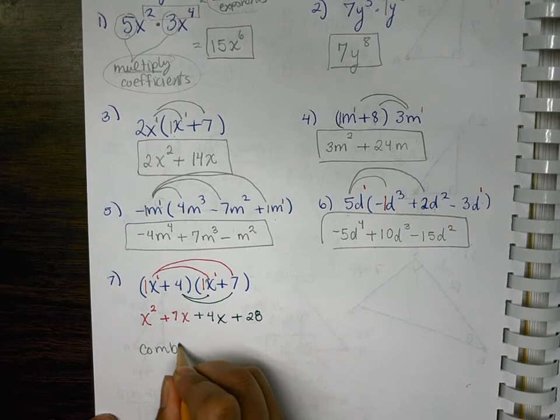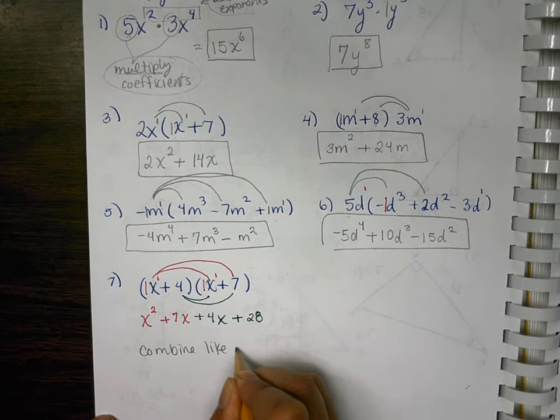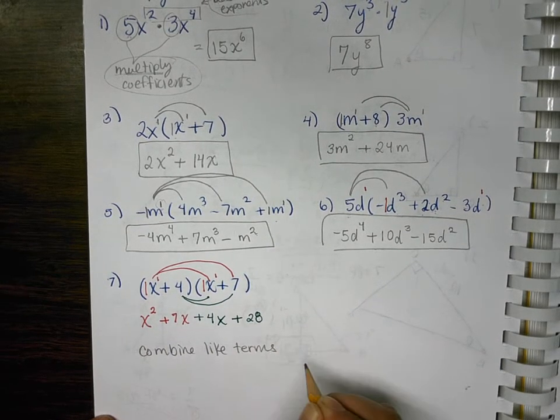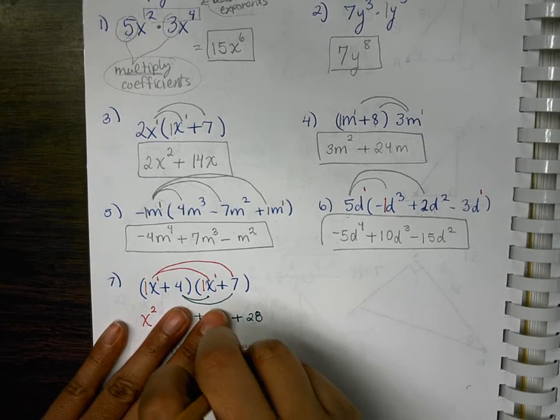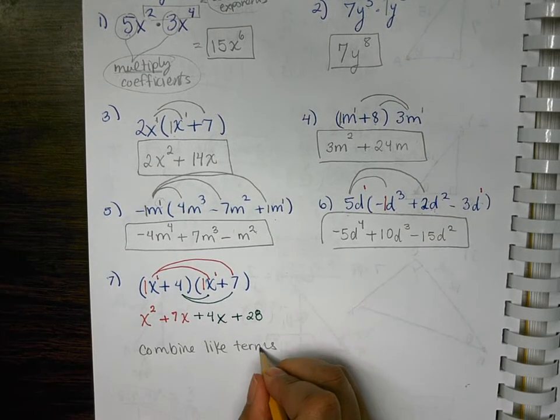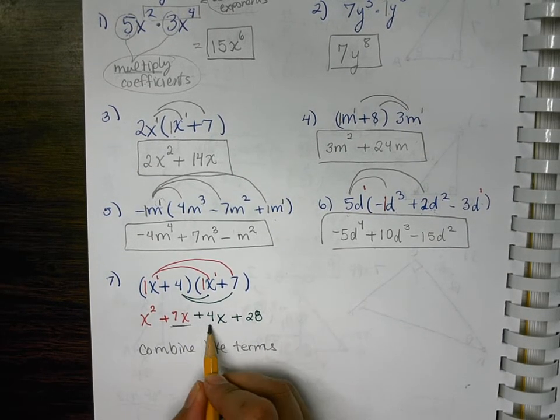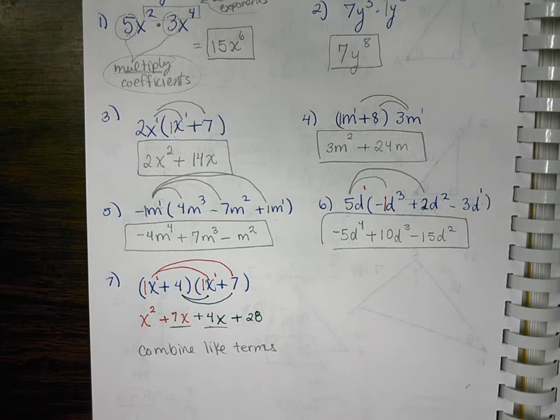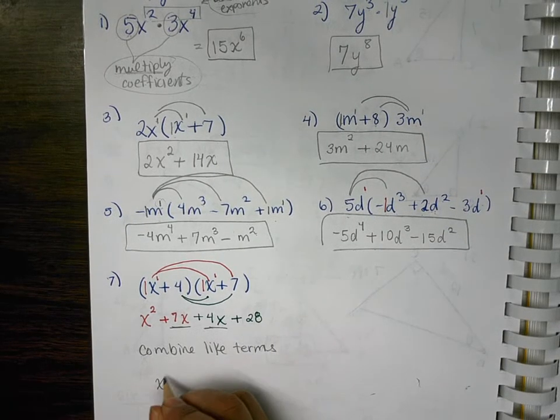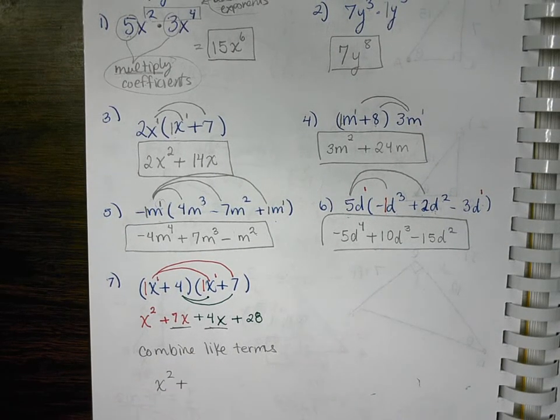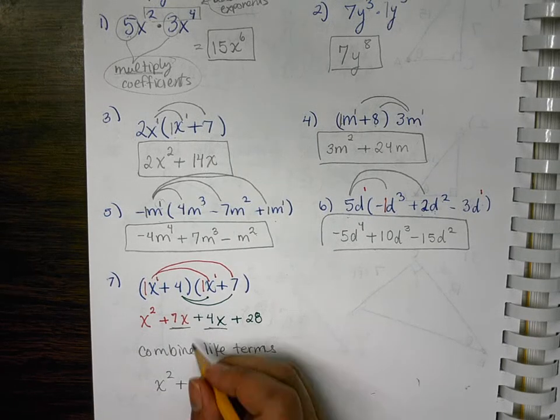Okay, so do we have like terms? I did say we have like terms. Which ones are they? 7 and 4. Okay, I'm going to write a note here. Combine like terms. Write it down so when you're doing your work, if you get stuck, you know, oh yeah, that was the next step. I combine like terms. And Christian said it's 7x and the 4x.